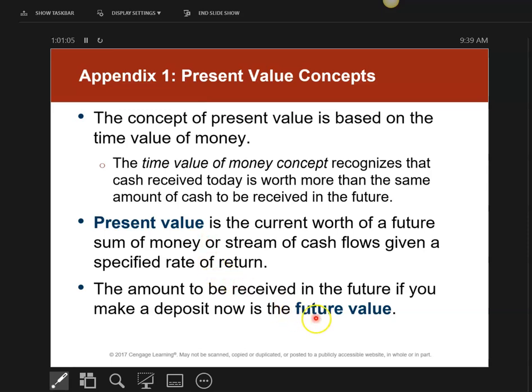The other concept is called future value. If I put $100,000 away today at a certain interest rate, what would be the future value of that deposit? So we're going to use this time value of money concept to understand how to price the bond. We're going to use mostly the present value.